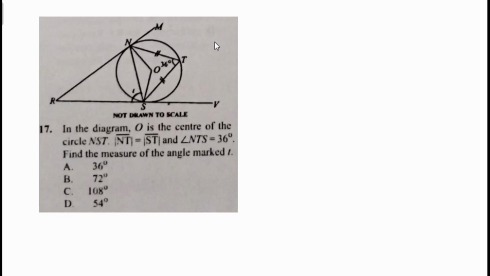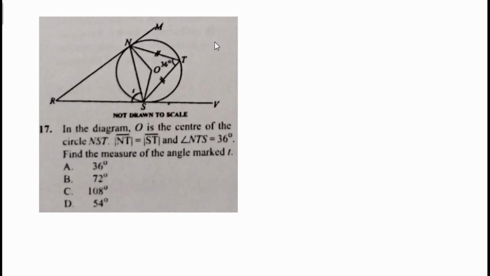Right. Let's take the very first one, which is question 17, and it says that in the diagram, O is the center of the circle NST. Segment NT equals segment ST, and angle NTS equals 36 degrees. Find the measure of the angle marked T.